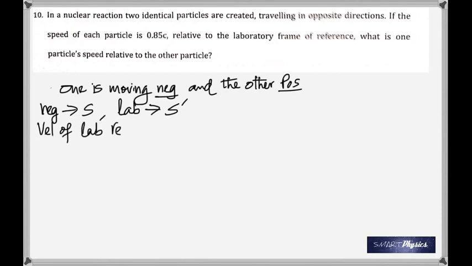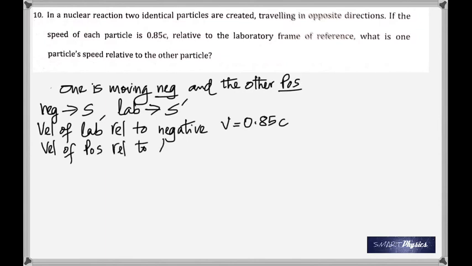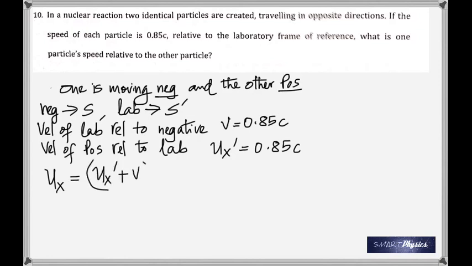So the velocity of the lab relative to the negative one, so velocity of S prime relative to S, would be called V, and that is 0.85 c. And now the velocity of the one that's moving in the positive direction relative to the lab, that is what is called ux prime, would be 0.85 c. So use the formula: ux is ux prime plus V divided by 1 plus V ux prime by c squared, right? Plug everything in carefully and calculate.